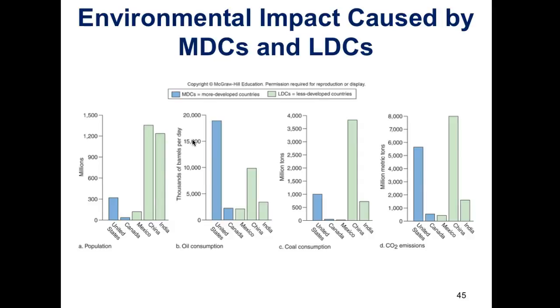If you look, here is the comparison of more developed countries versus less developed countries. Population of the United States, Canada, Mexico, China, and India. Look at the oil consumption for those countries. Look at coal consumption for those countries. Look at the carbon dioxide emissions.